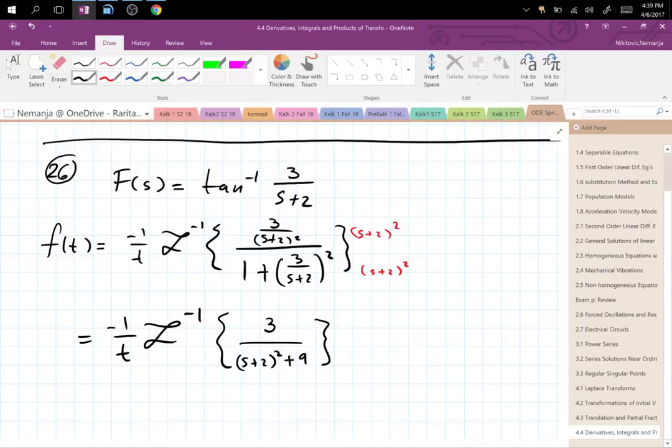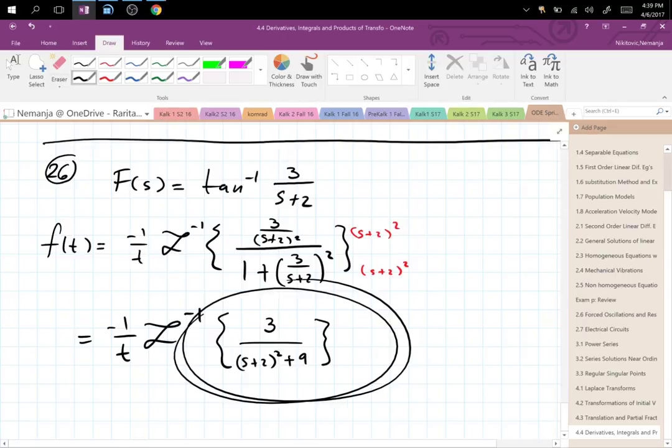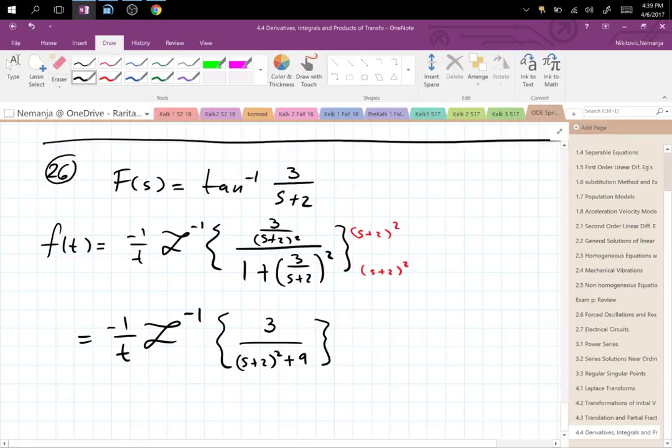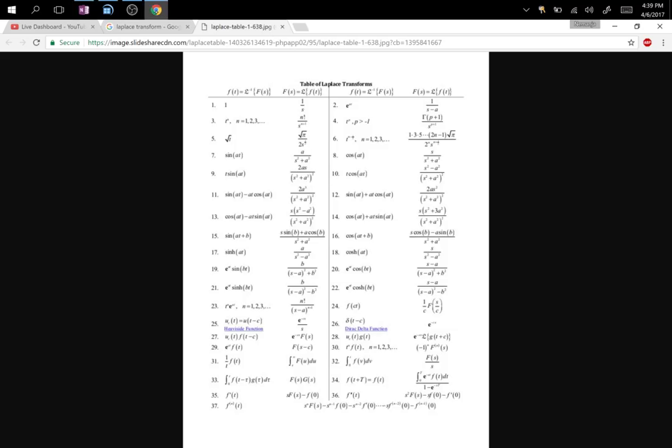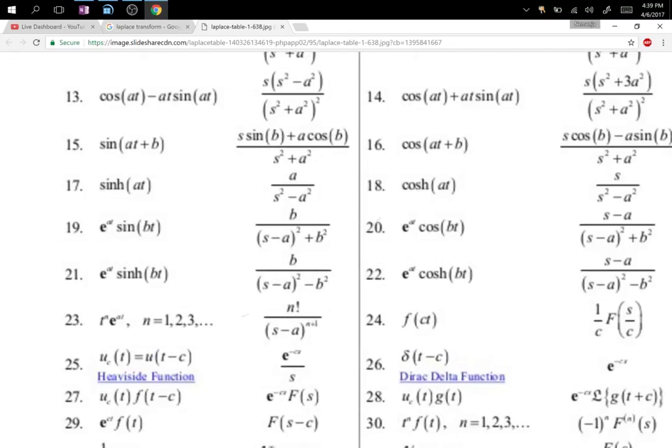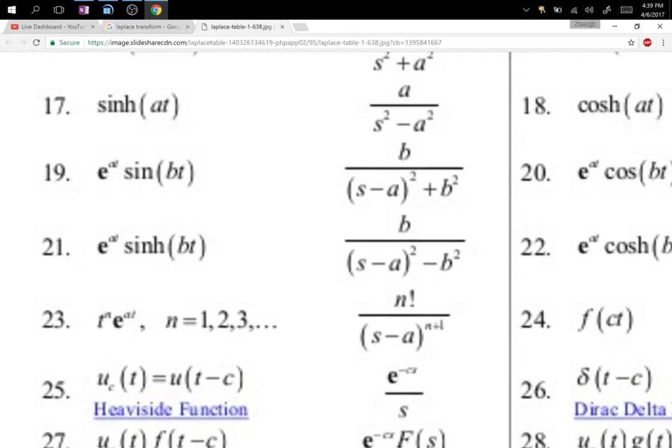Actually, it's on the chart. This one is straight on the chart. The whole thing. So if you look at the chart, let's find it. There it is. This one right here. Because you have s plus 2, right? S plus 2 squared, and that's 9, and that's 3. So straight in the chart. We're getting this chart right. Yes. So it's e to the negative 2t sine 3t.